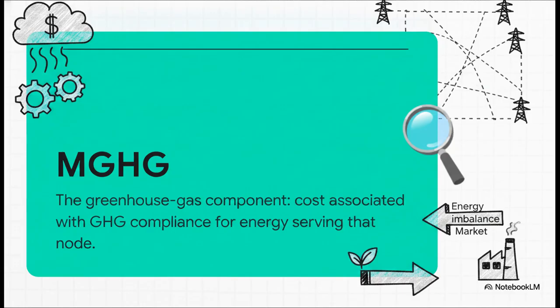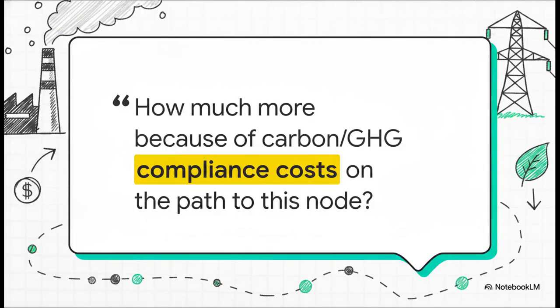It captures the costs tied to greenhouse gas regulations for the energy serving your node. This is especially huge when you're dealing with energy imbalance markets, or anytime power is being imported across paths that span different regulatory borders. This is essentially a carbon toll paid along the path to the final destination. It asks, how much more are we paying because of carbon compliance costs on the path to this node? It's the grid's way of ensuring that the environmental cost, as dictated by local policy, is baked perfectly into the localized price of the power getting delivered.